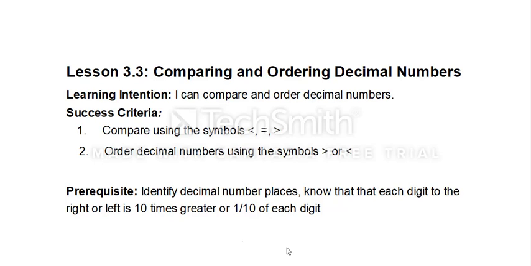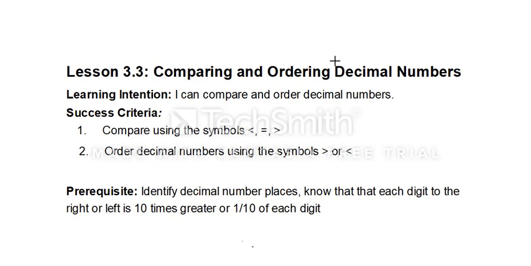Lesson 3.3, Comparing and Ordering Decimal Numbers. The learning intention is to compare and order decimal numbers. The success criteria is to compare using the symbols less than, equal to, and greater than. We also need to order decimal numbers using the symbols greater than and less than. The things that you need to know before the lesson is to be able to identify decimal number places.